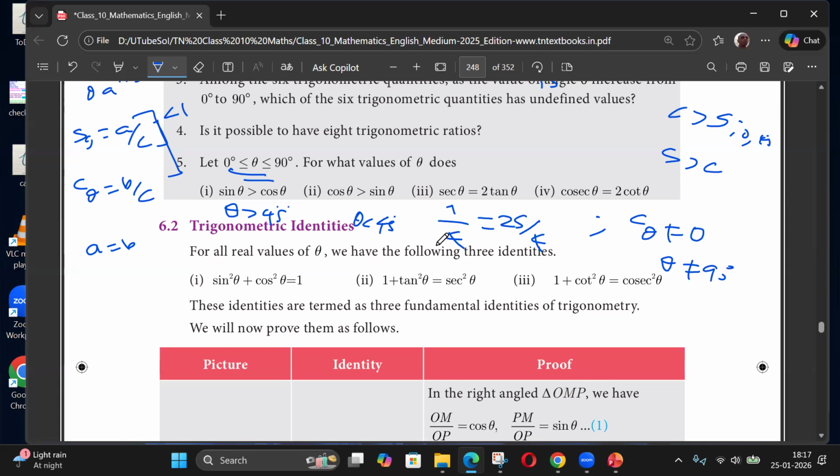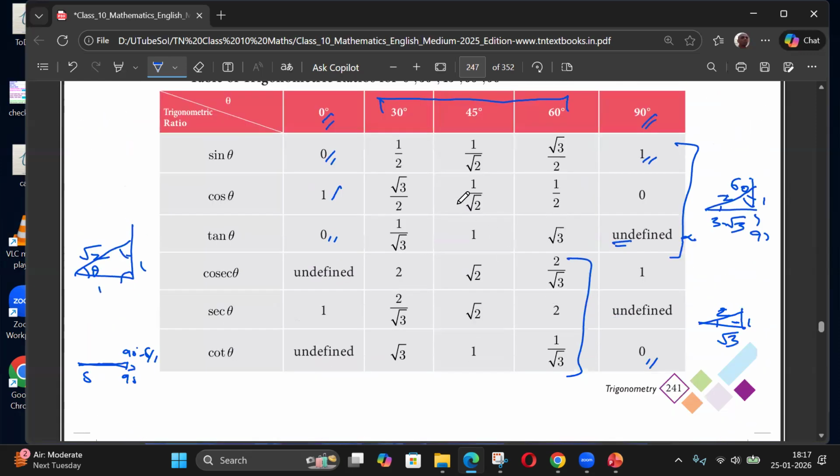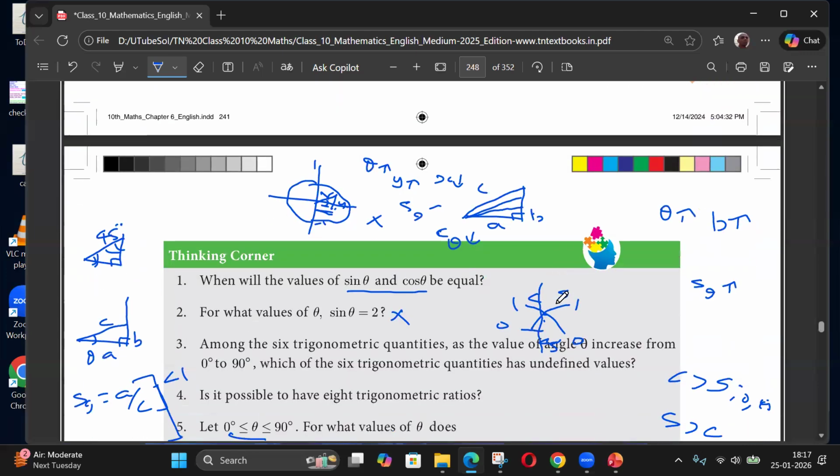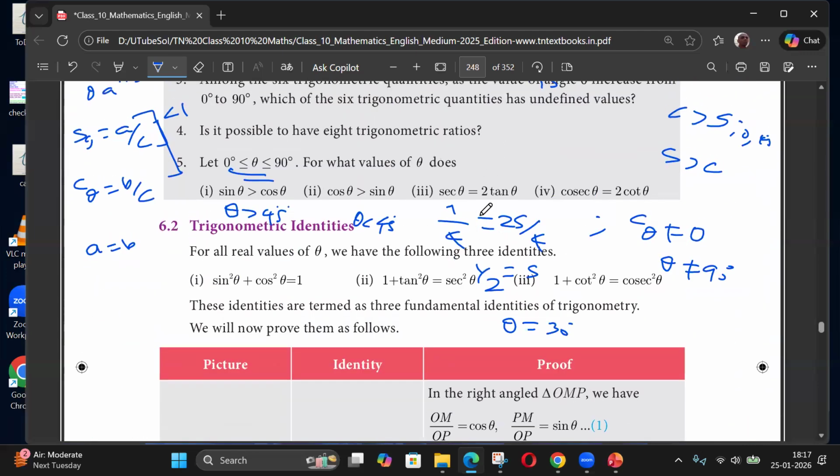So if you do this particular case, then sine is half. That means this theta is 30 degrees, because sine 30 is half. So for this question, the value of theta is 30 degrees.